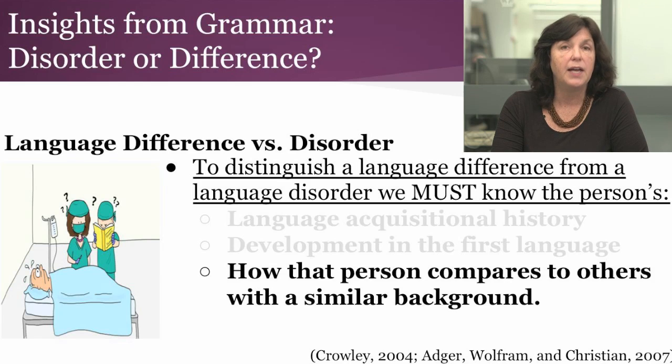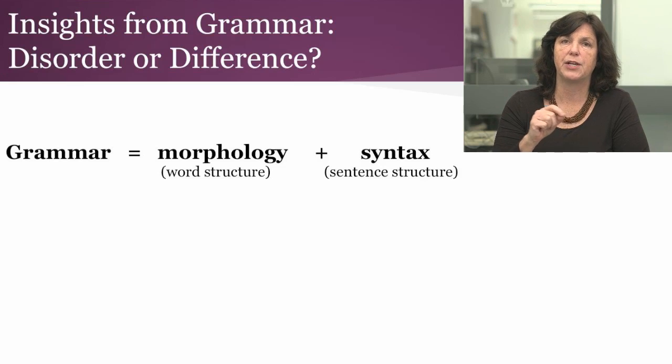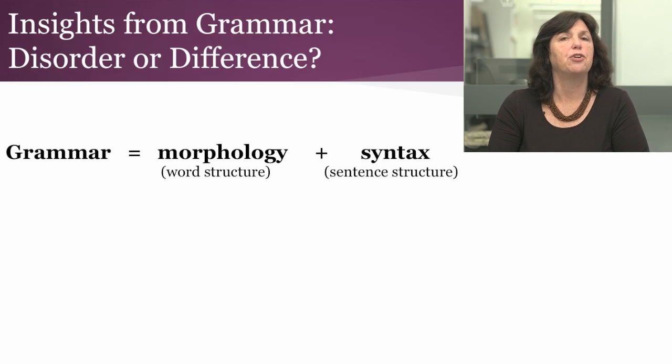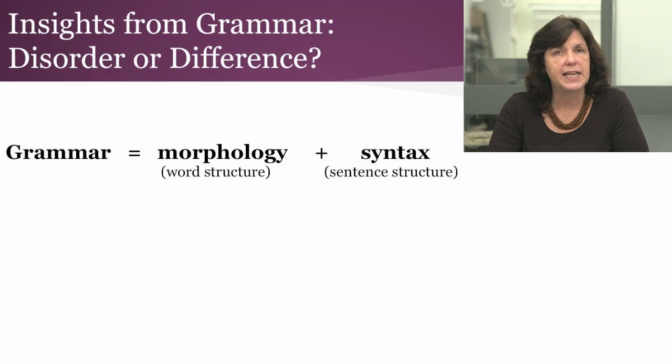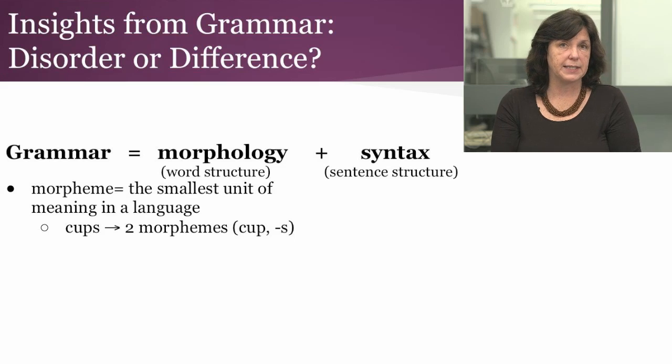community. Now, before we go any further in discussing language difference versus disorder, let's first discuss some of the fundamentals of Standard American English grammar. The term grammar refers both to morphology, that deals with word structure, and syntax, that deals with sentence structure. A morpheme is the smallest unit of meaning in a language. For example, the word cups is composed of two morphemes, cup and the plural s.